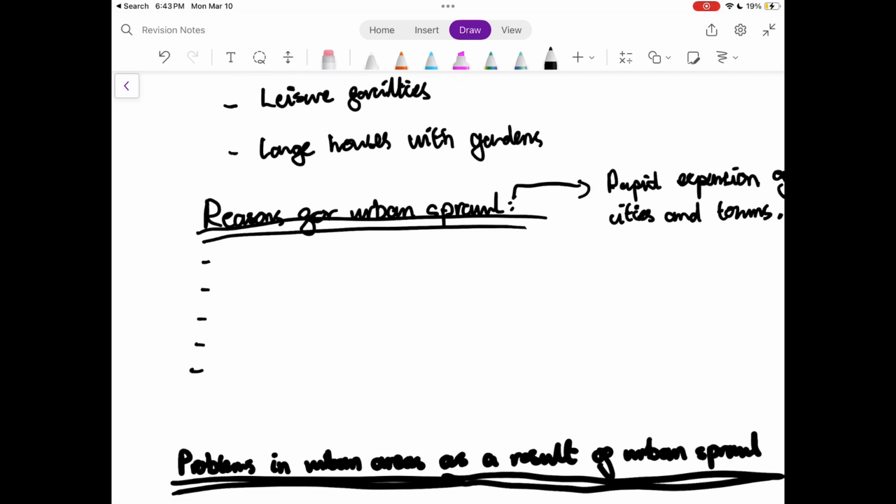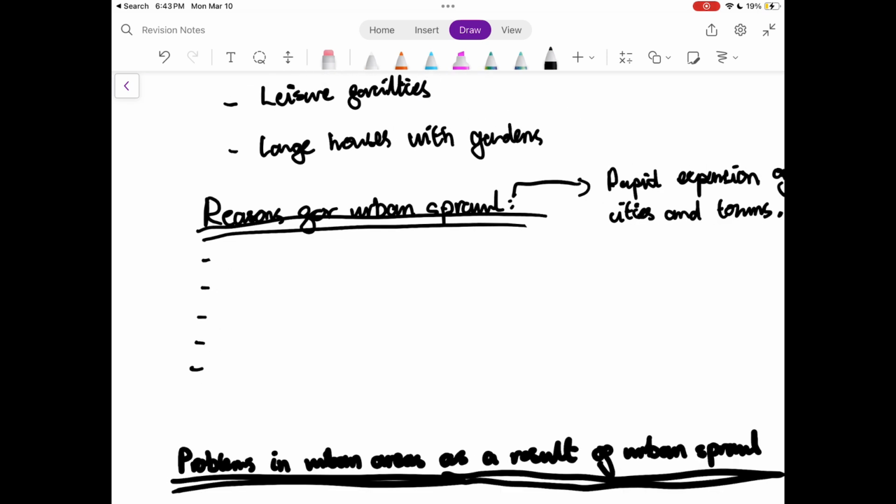Alright, so the reason for urban sprawl is that there are more job opportunities. Because there are more job opportunities, people are more likely to migrate to urban areas so that they can earn income. There's also a better provision of services.